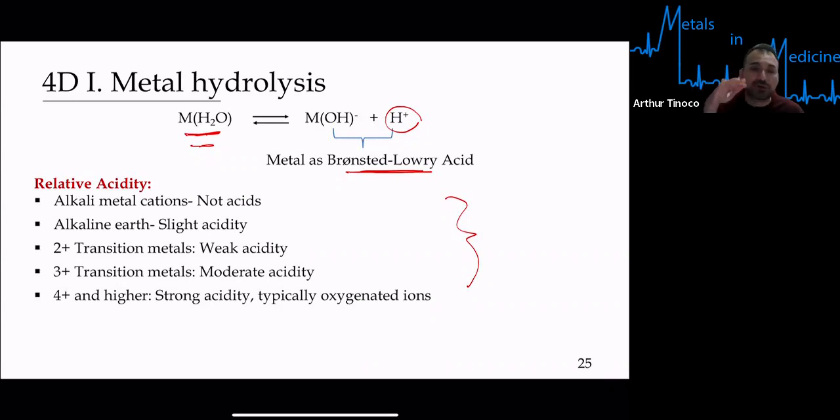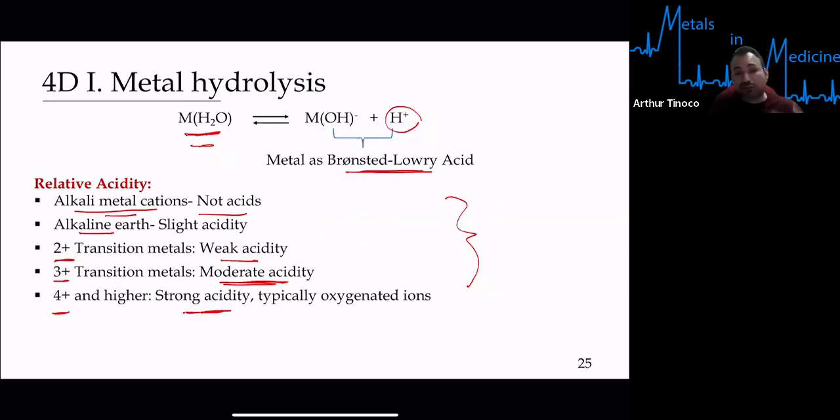So when you look at this in terms of periodic trends, alkali metal cations are poor at this. They're not this type of acid at all. So when they interact with water, you will not have this release of protons. But when you move over to the second column of the periodic table, the alkaline earth metals, these are slightly acidic. Then you have the transition metals, and here you have quite a bit of range. Those that are 2+ have a weak acidity, those that are 3+ have a moderate acidity, and those that are 4+ or even higher have a very strong acidity.